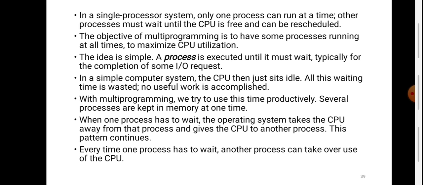In a single processor system only one process can run at a time. Already we know this one. Other processes have to wait until the CPU becomes free and they can be rescheduled.